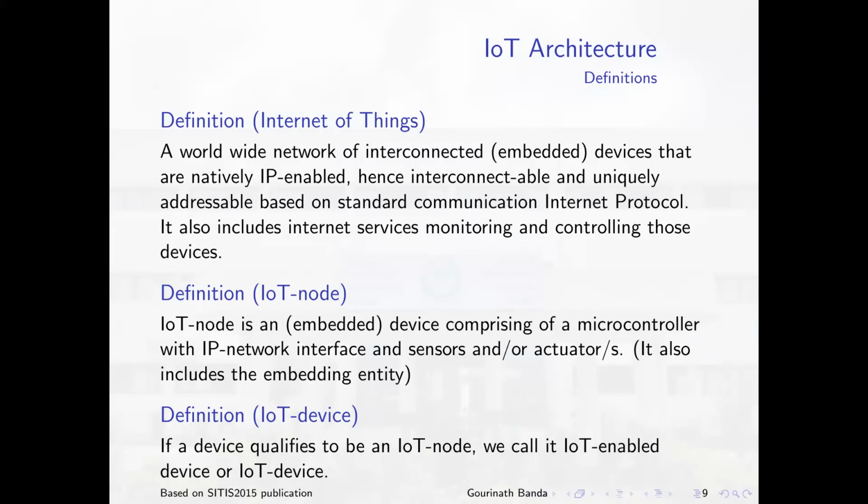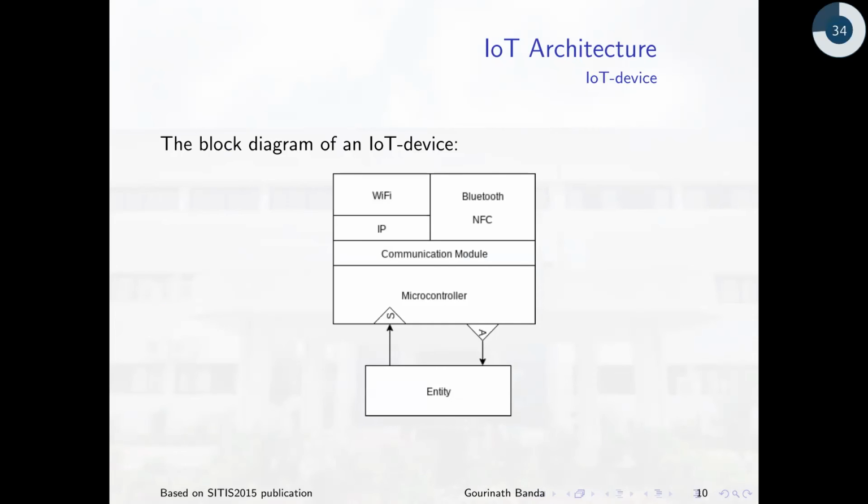What is the definition for an IoT node? IoT node is an embedded device comprising of a microcontroller or a microprocessor with IP network interface and sensors and/or actuators, right? That is how we define an IoT node. What is an IoT device? If a device qualifies to be an IoT node as we defined earlier, we call it an IoT enabled device or IoT device, right?